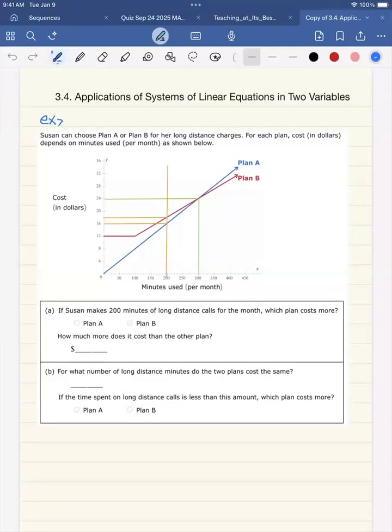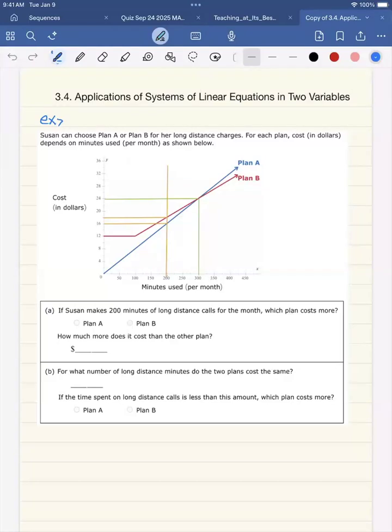In this section, we want to learn about applications of systems of linear equations in two variables. In the first problem, Susan can choose plan A or plan B for her long-distance charges. For each plan, cost in dollars depends on minutes used per month. That's represented by the graph.